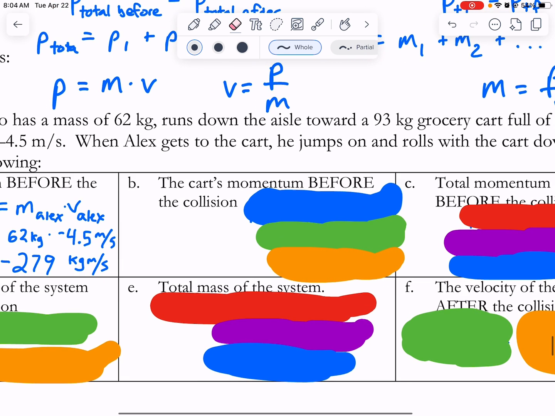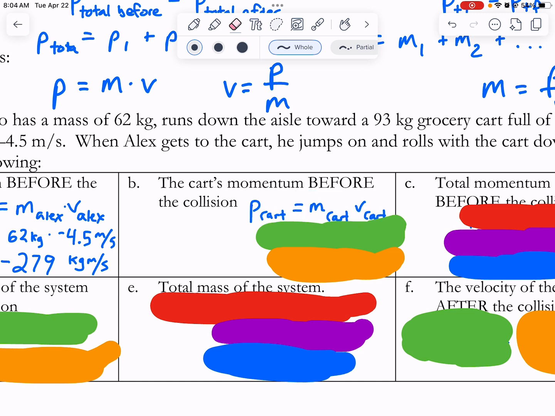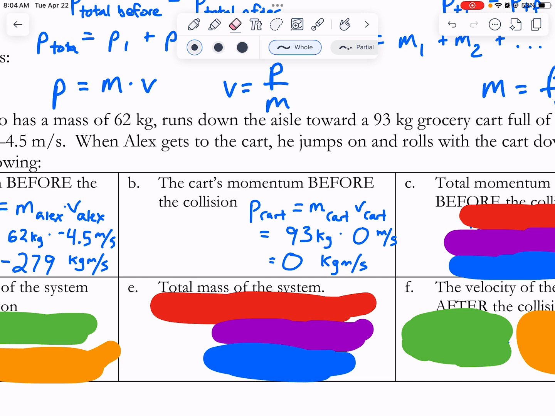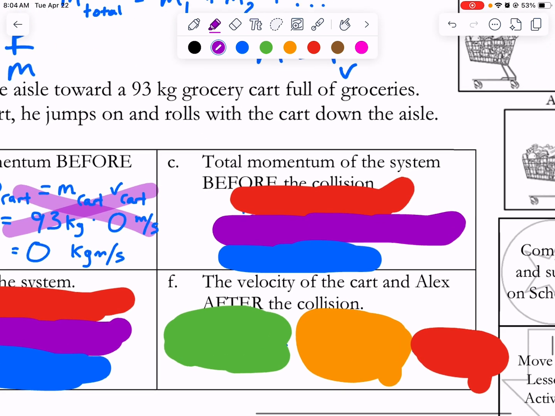Okay, the cart's momentum before the collision. Now, I don't have to write all this down. These don't have all the directions on what I need to include in my answer, but I can think this one through. How fast is the grocery cart going? It's just sitting there in the aisle. I can write it down. p cart equals m cart v cart. The cart is 93, but it's going 0, and anything times 0 is still 0. So it's 0 kilogram meters per second. If all you wrote was 0 kilogram meters per second, you would still get the credit for that question, okay? If you know something isn't moving, you can just write 0 kilogram meters per second.